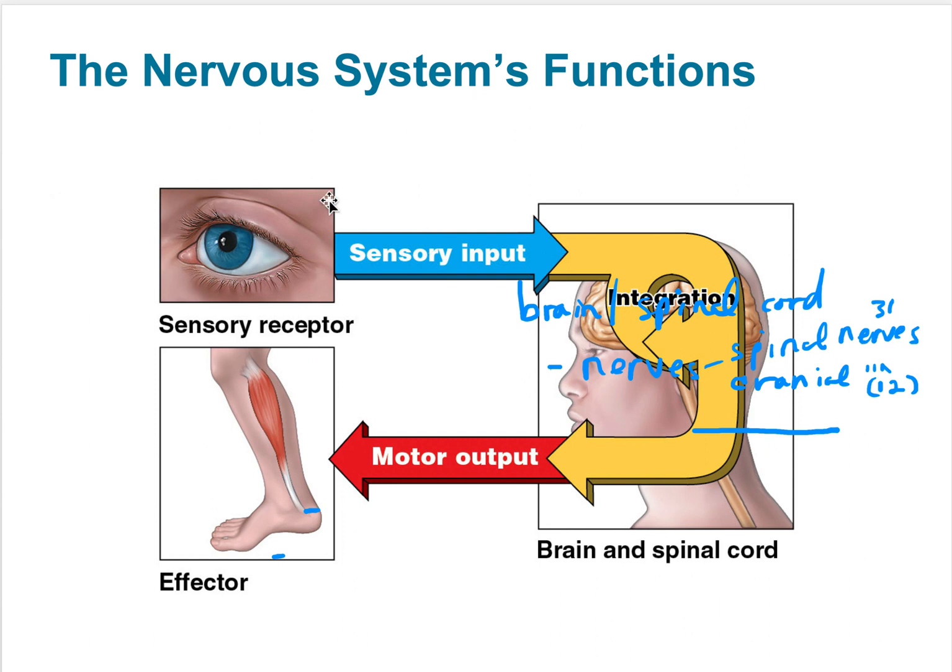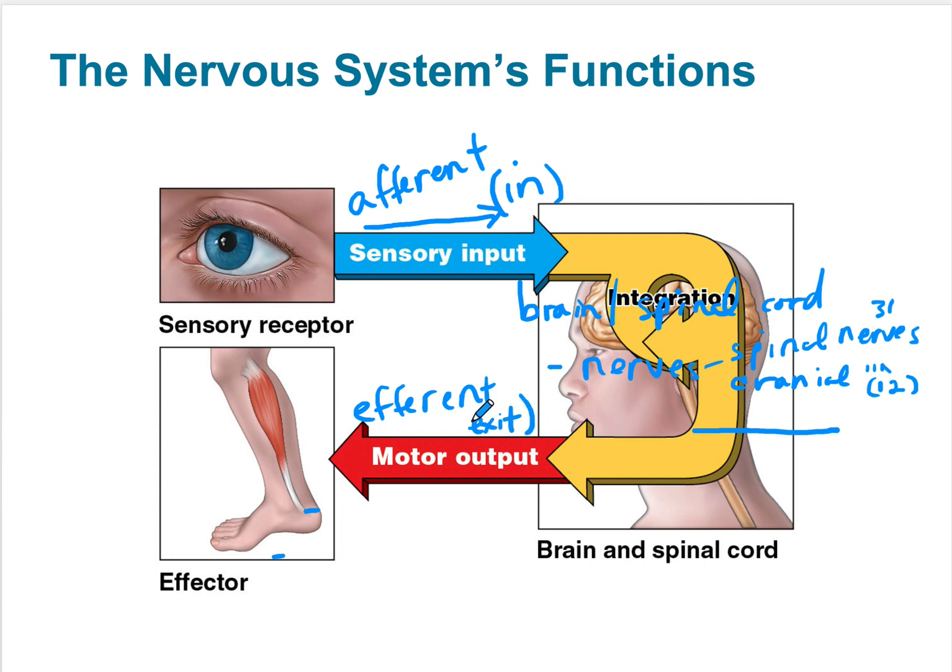So if I go back and write in, sensory would be what we call our afferent, and then motor would be what we call our efferent. Afferent brings signals in, so you're bringing signals in. Efferent, our signals are exiting. So think of the E. The signals are coming out of the spinal cord or the brain. They're coming out of the central nervous system. So afferent carries things to the central nervous system. Efferent carries things away from the central nervous system.